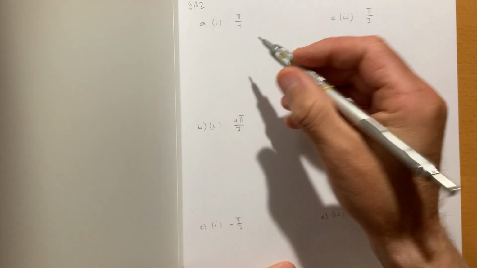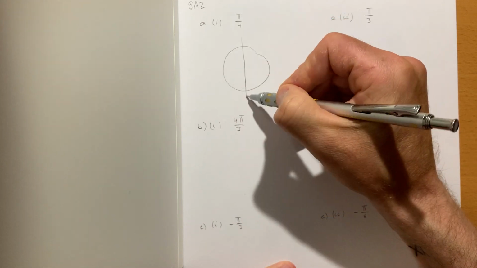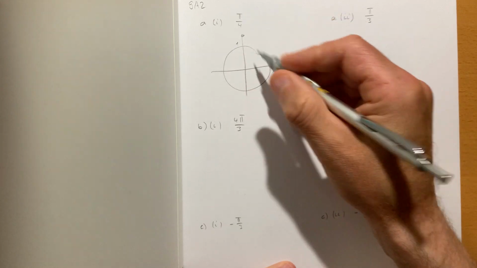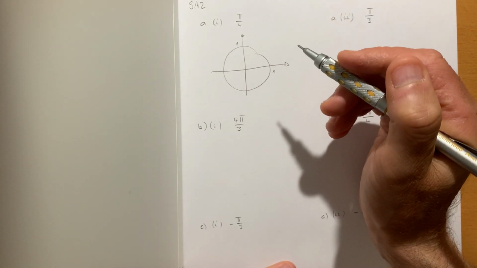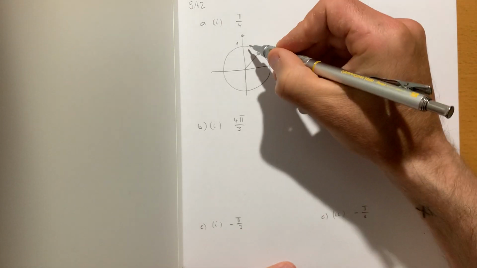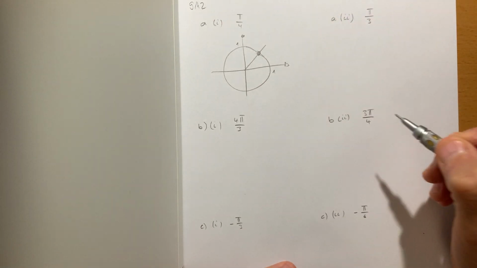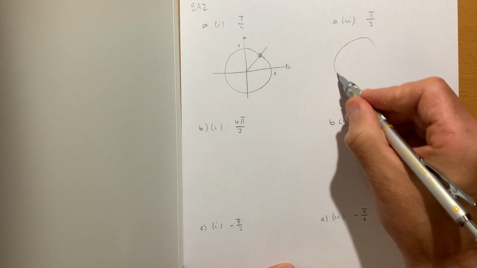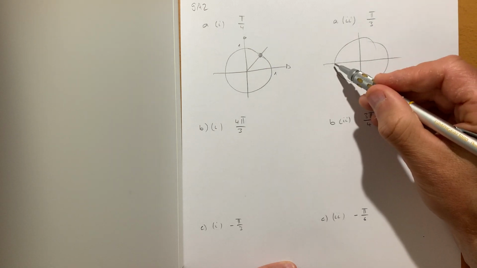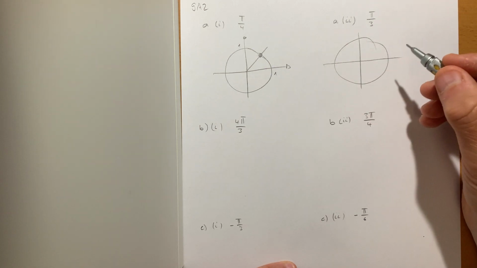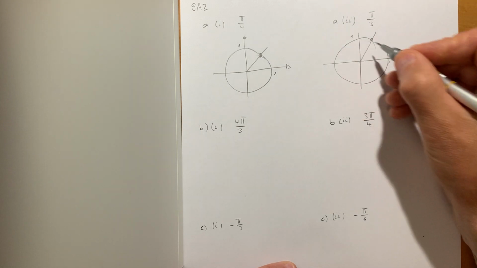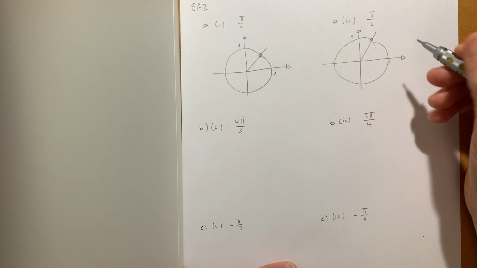Pi quarters, well, that's very easy. Unit circle, 1, 1, x, y. Pi quarters is in fact 45 degrees, so it will be here. Sorry, it's again not a perfect circle. Pi thirds, we've just seen that too. Pi is 180 degrees, so pi thirds is 60 degrees, so it's more or less something like this.